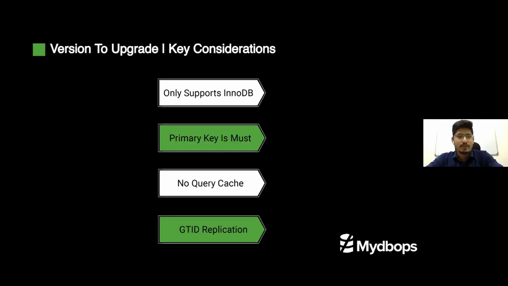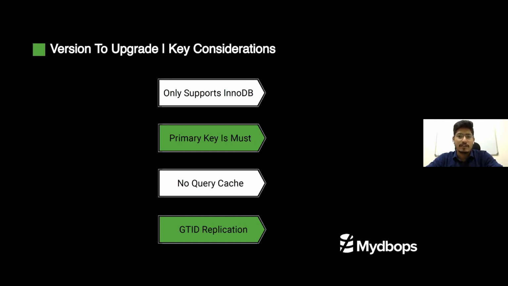To upgrade your version to MySQL 8.0, here are the key considerations you need to look after on your current version of MySQL. Group replication in 8.0 only supports InnoDB as a storage engine, which means that if you're running any other storage engine like MyISAM or TokuDB, it is a must to convert all your table storage engines to InnoDB. It is also mandatory to have all the tables with primary keys.